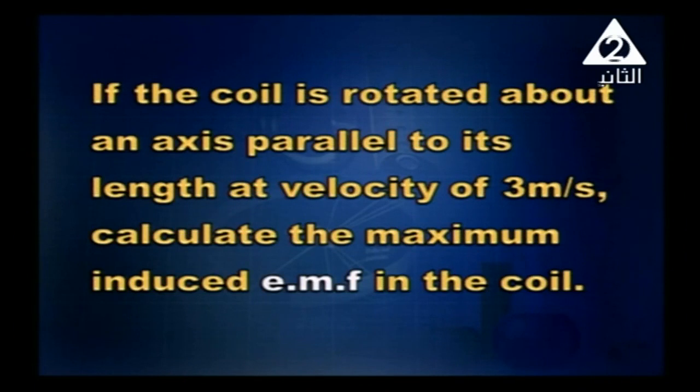If the coil is rotated about an axis parallel to its length at a velocity of 3 meters per second, your attention please, the velocity given to you is linear velocity. It is equal to 3 meters per second. So we'll need to convert it into angular velocity. So if the coil is rotated about an axis parallel to its length at a velocity of 3 meters per second, calculate the maximum induced EMF in the coil.